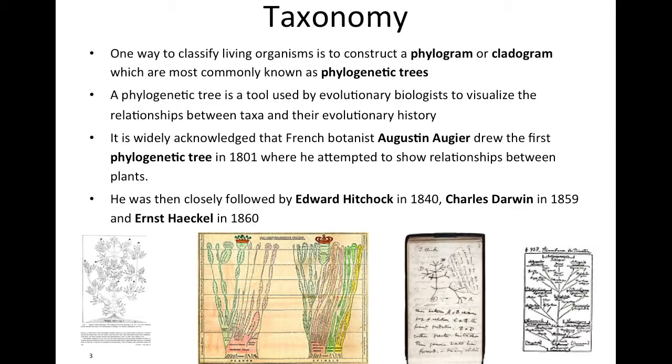Now, there is some debate as to who drew the first phylogenetic tree, and when, but it is widely thought to have been first drawn by Augustin Augier in 1801 when he drew the first one to show relationships between plants. He was then closely followed by Edward Hitchcock in 1840, Charles Darwin in 1859, and Ernst Haeckel in 1860. The pictures of all of them can be seen at the bottom. But obviously back in the days when these first phylogenetic trees were born, DNA technology didn't exist. So what did they use?